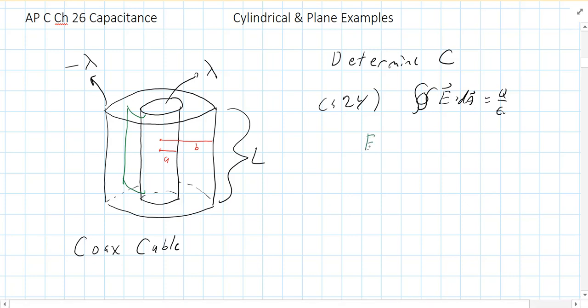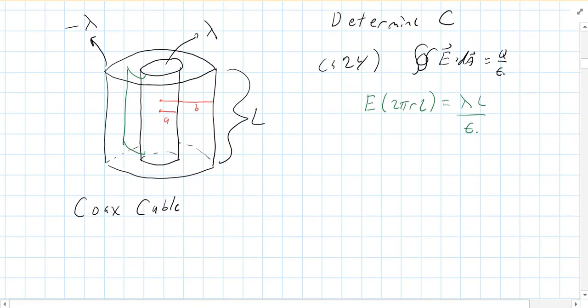So you end up with E times the lateral area of that cylinder, which would be 2 pi r times L, equals Q enclosed, which is lambda L over epsilon naught. And if you solve for E there, the L drops out. You get E is equal to lambda over 2 pi epsilon naught r, or otherwise equals 2k lambda over r. So that's your electric field.